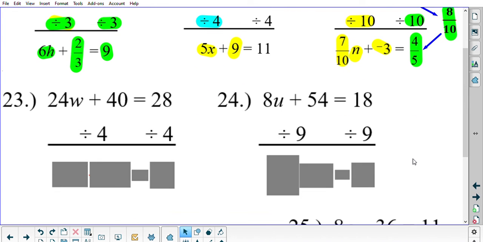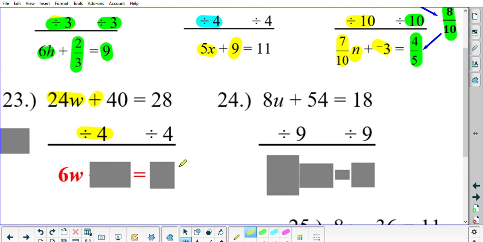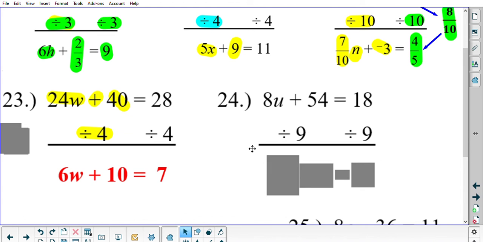Moving on, last three problems, 23, 24, and then 25. Find the equal sign, bring it straight down. You must use the distributive property once again because we have an addition problem and it is being divided by a number. So 24w divided by 4 would give you 6w. And then 40 divided by 4 would give you 10. Right-hand side of the equal sign, 28 divided by 4 gives you 7.